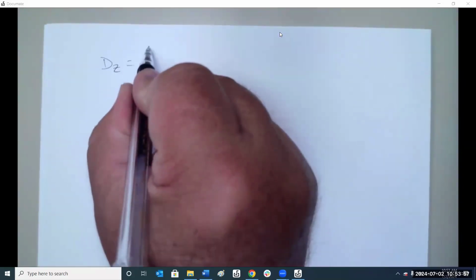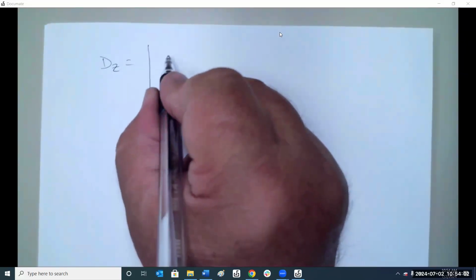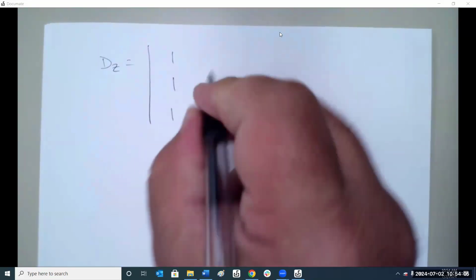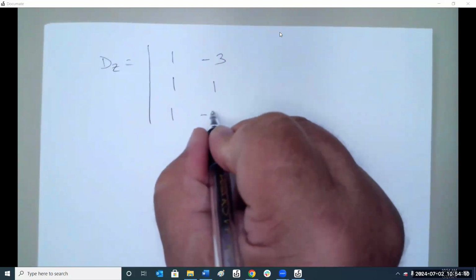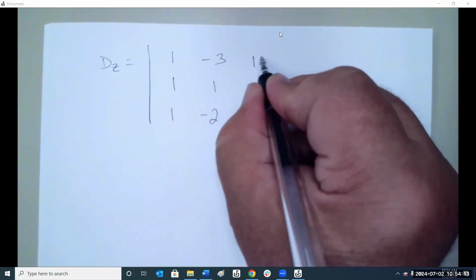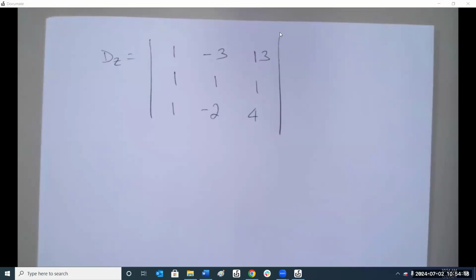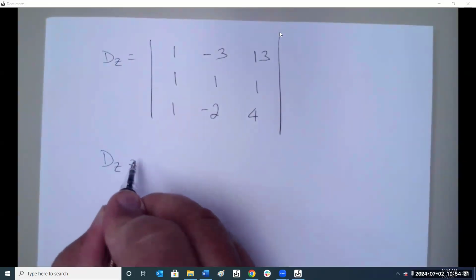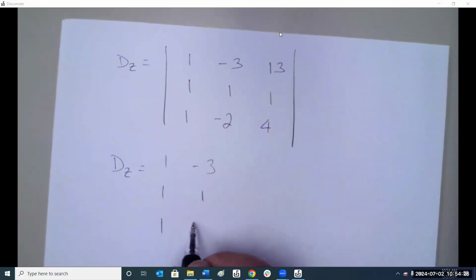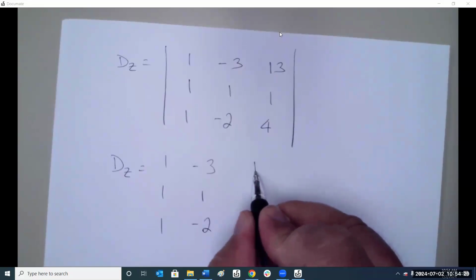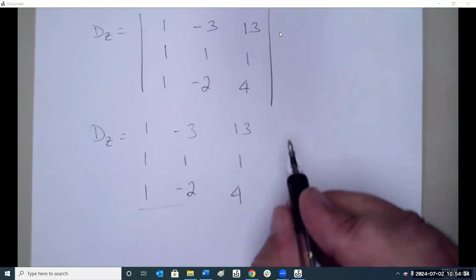And then dz would be, leave the d alone, leave the x and y alone, and put the answer in place of the z. One, 3, 1, -2, 13, 1, and 4. Repeat the first 2 columns.